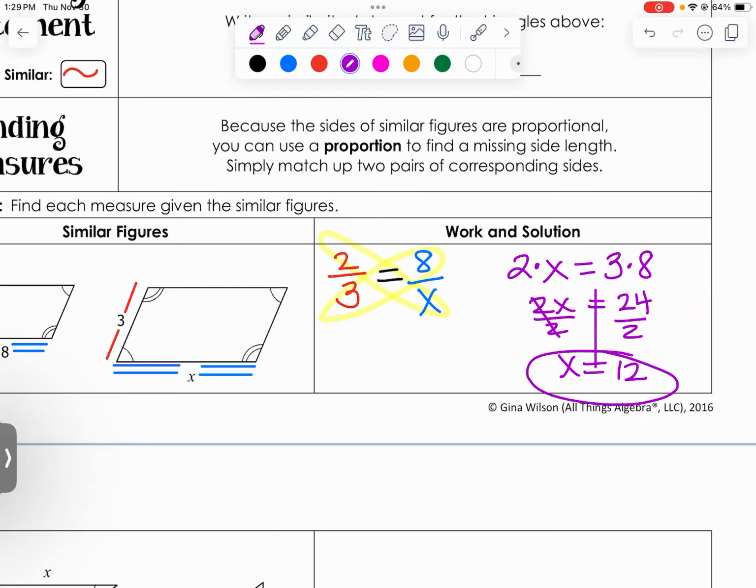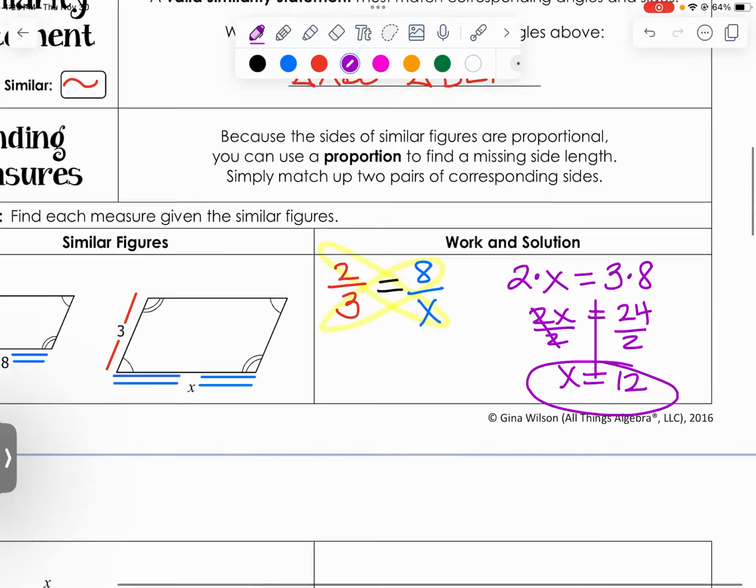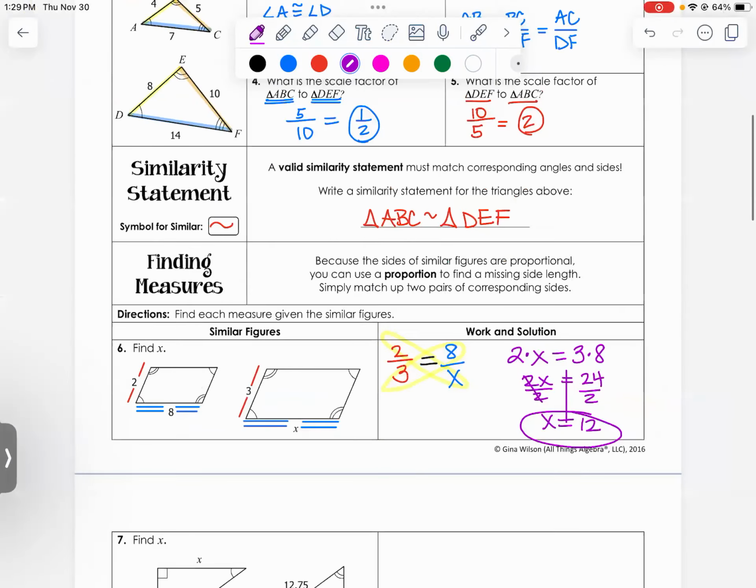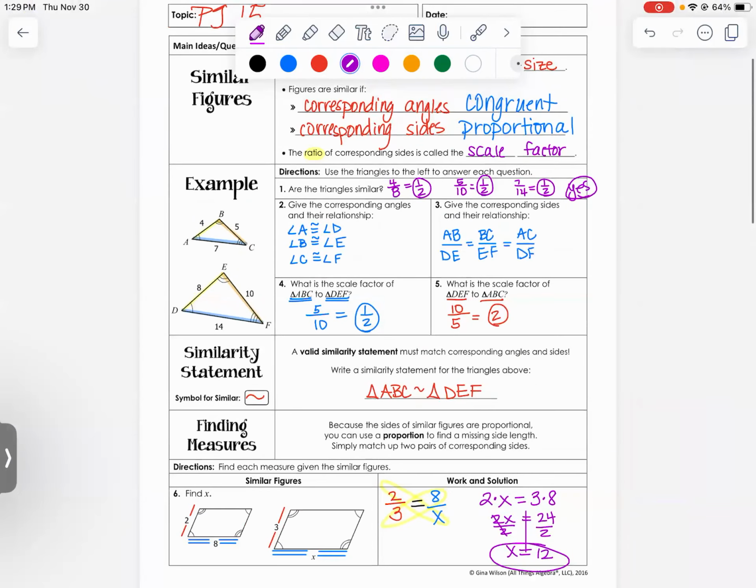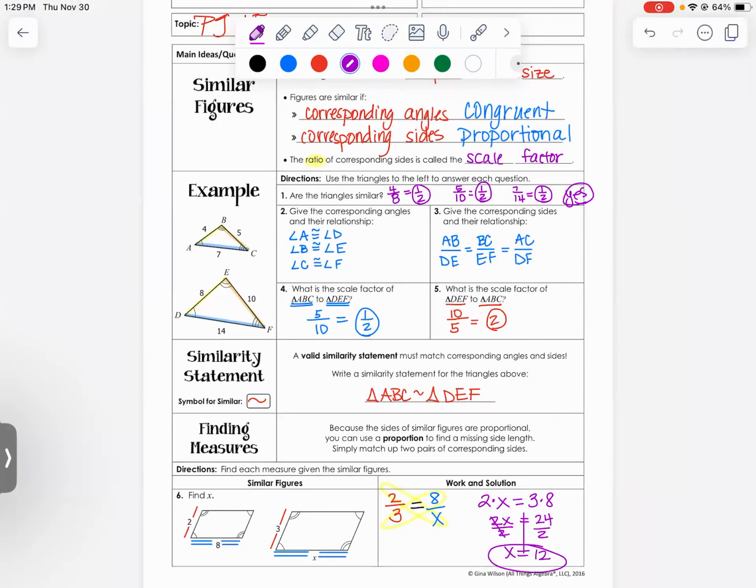Isn't that what I did? I just didn't write it down. Okay, but that's what we did. Pretty easy.